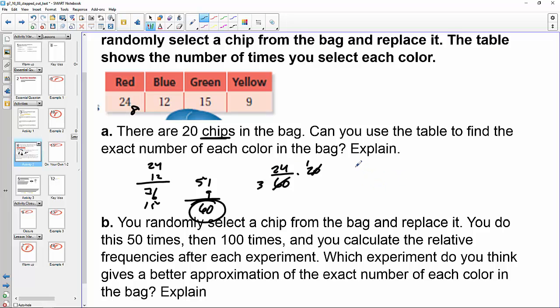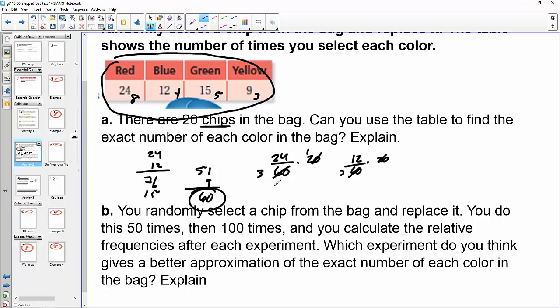And I could take 12 over 60 times 20. Again, all that I'm doing is dividing by 3. I'm taking these numbers divided by 3. So this becomes 4, this becomes 5, and this becomes 3. If I add this up, I have 12, 17, 20. This is a guesstimate. It might not be exact, but I could at least get an idea of where I'm going to be based on doing this.